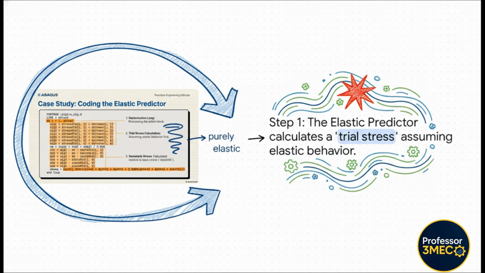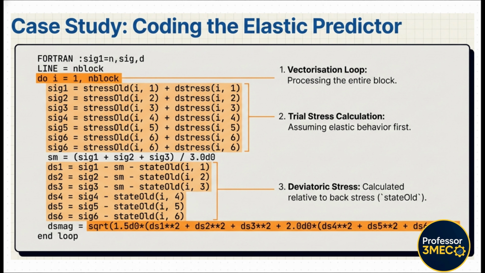So first step is the predictor step. You can see it's all tucked inside that main vectorization loop. We calculate what we call a trial stress. We're basically asking, what would the stress be if we just assume for a second that this whole increment is perfectly elastic? This gives us our starting point.